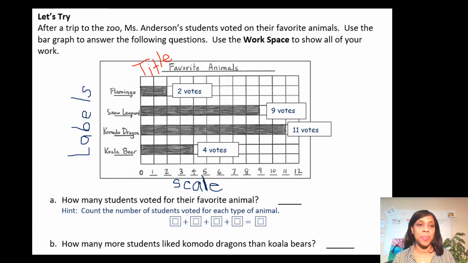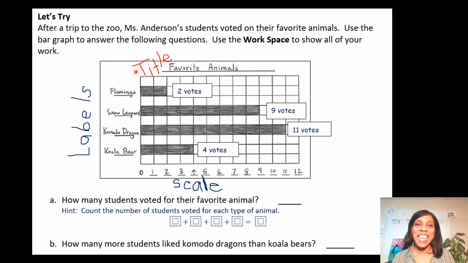Let's try. After a trip to the zoo, Mrs. Anderson's students voted on their favorite animals. Use the bar graph to answer the following questions. Use the workspace to show all of your work. Well, there's some things I think you need to know first about a bar graph before we dive into it.